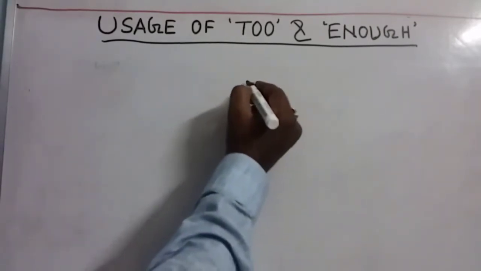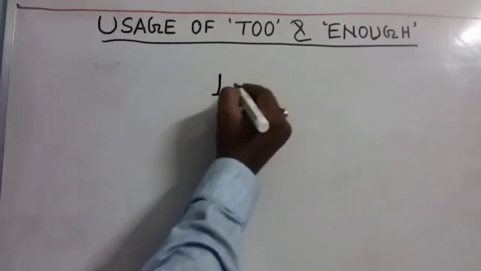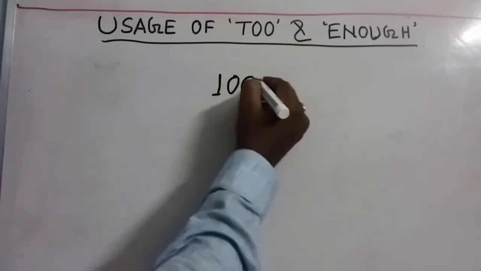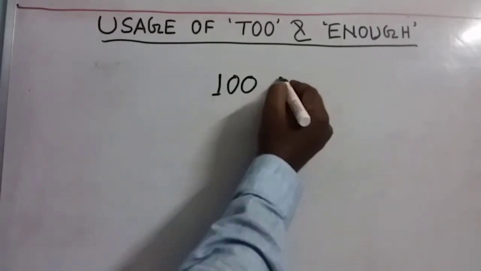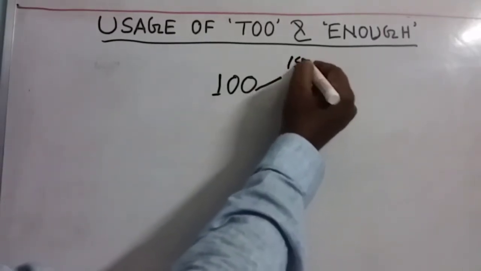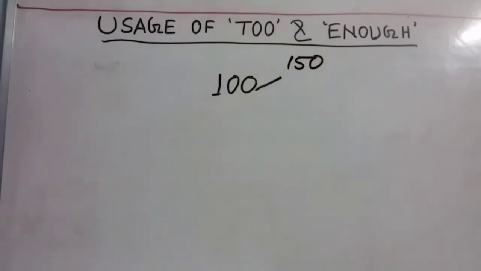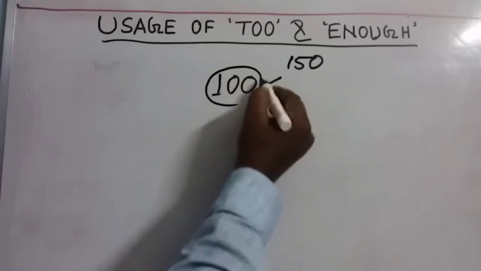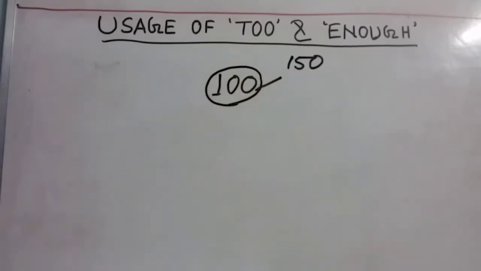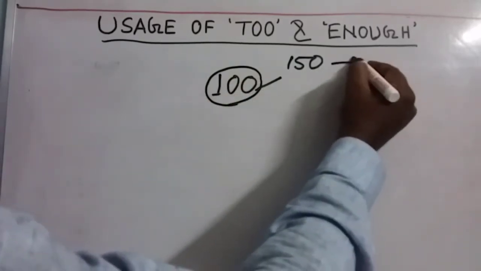Suppose you need rupees 100 for your pocket money and you are getting 150. That means it is more than your need. It is called too.